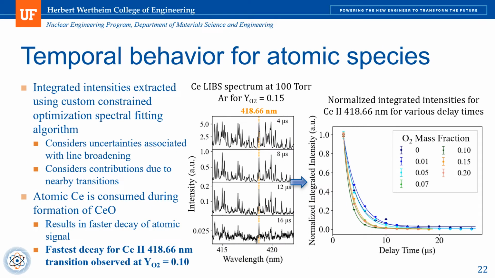Let's first focus on the atomic species. As we increase the O2 mass fraction in the sample chamber, we see an interesting effect where at first, with increasing O2 mass fraction, the lifetime of the cerium emission decreases faster, but beyond 0.1 O2 mass fraction up to what would be ambient of 0.2, we actually see the emissions start to live a little bit longer, i.e. the cerium atomic emission is shortest lived at an O2 mass fraction of 0.1, or about half of that of ambient atmosphere.